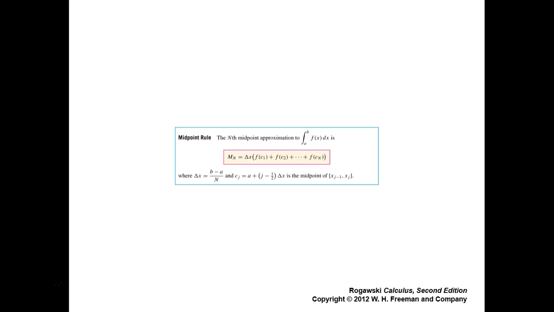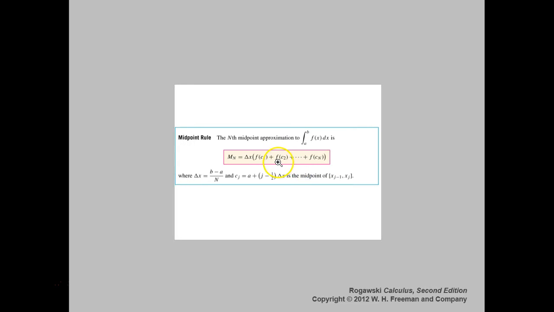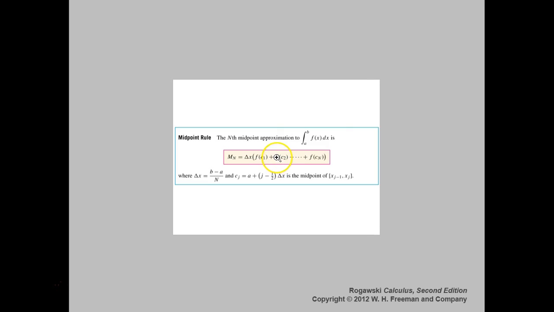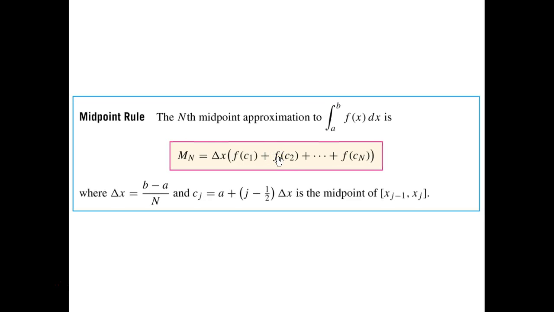Now, let's back up and do the midpoint rule. Again, you have to have a definite integral. And this time we're doing something just a little bit different. What you're doing now is finding some point we call the midpoint. So you start doing the same thing you did before: the nth midpoint approximation, M sub n, is delta x times. Now, notice here we don't have a 1/2 anymore, 1/2 delta x.